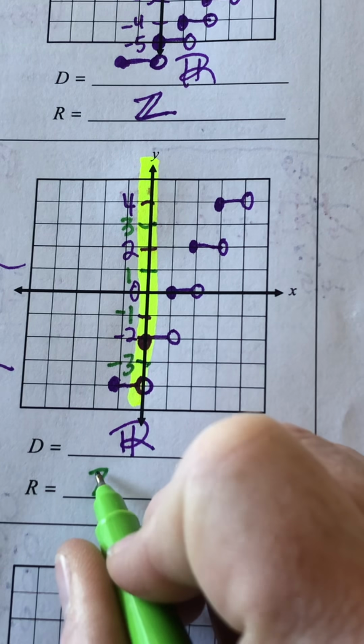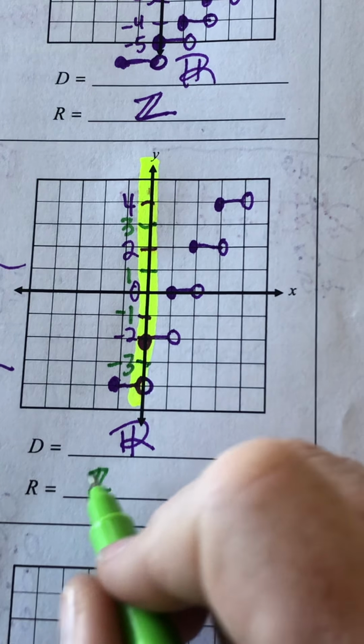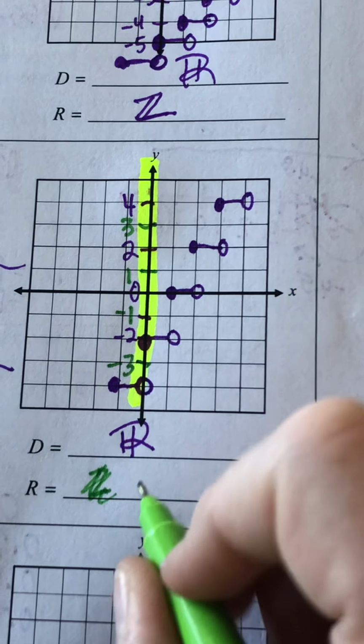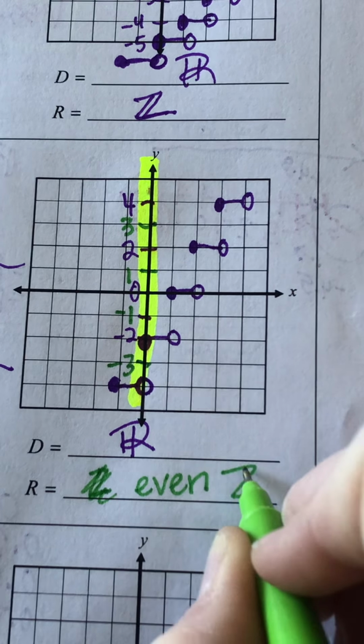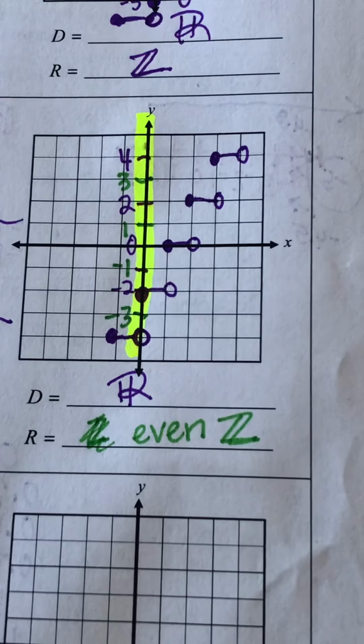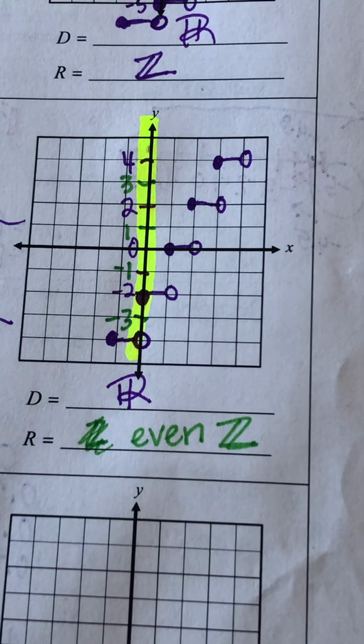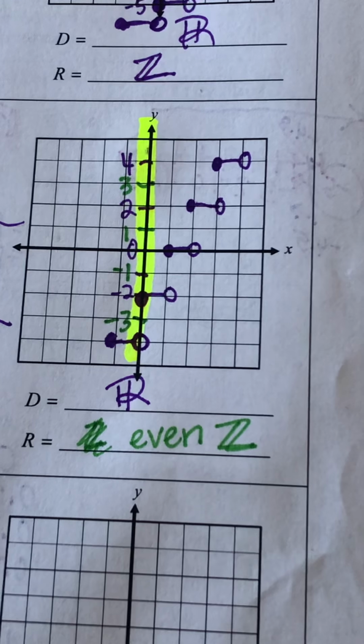integers, or even integers, we should say. I'll rewrite that, okay. Even integers. So y has to be even and integer. No decimal.